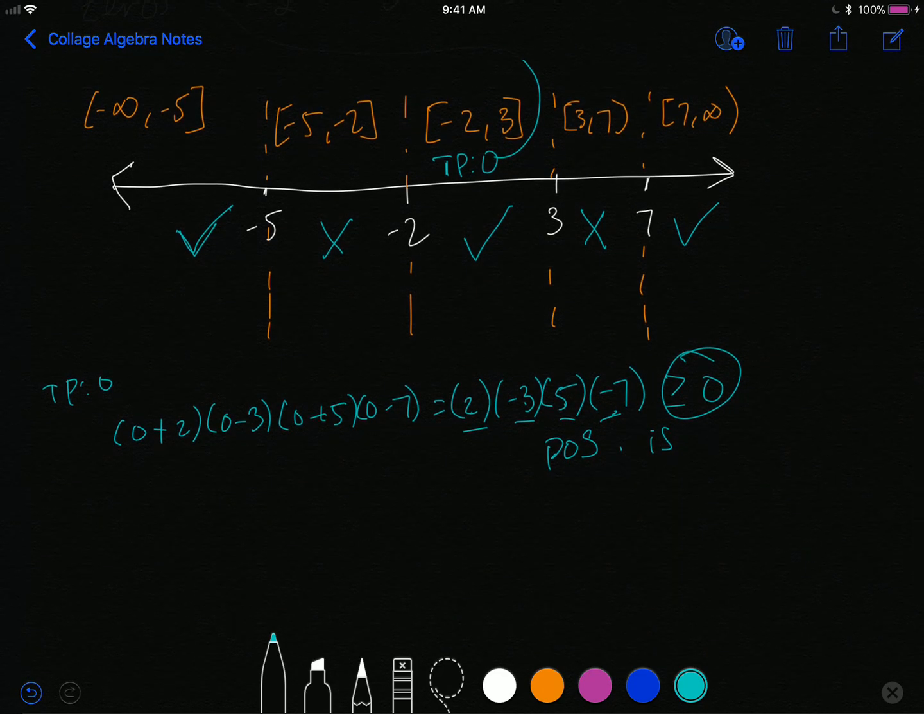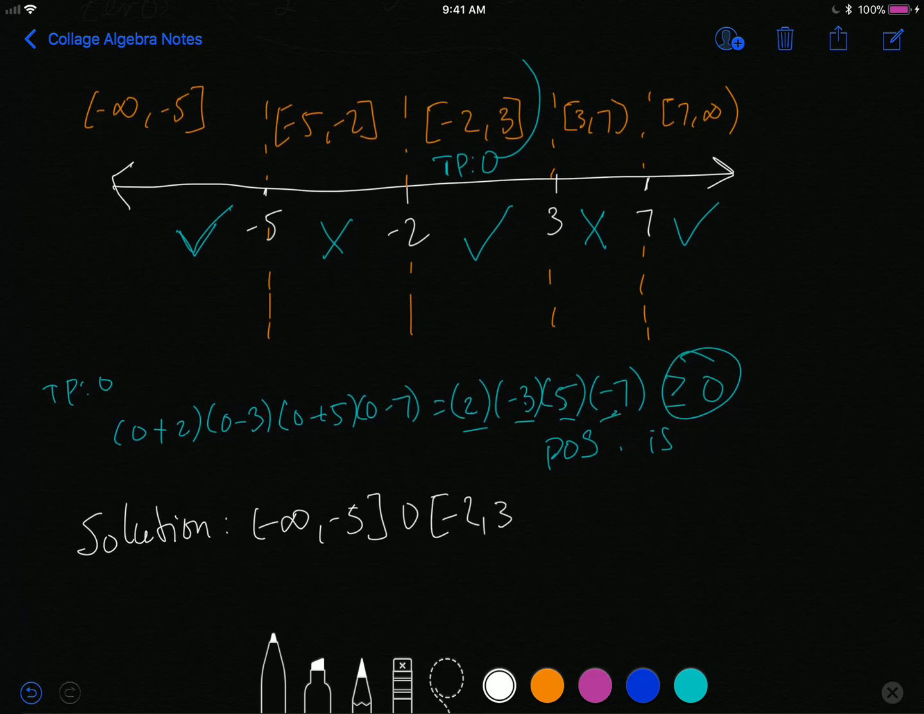The solution to my problem, because I have no problem, will be from -infinity to -5, union -2 to 3, union 7 to infinity. And that's the answer to my problem right there. No worries, no problems. Alright, so like I was saying, these things change nicely, right?